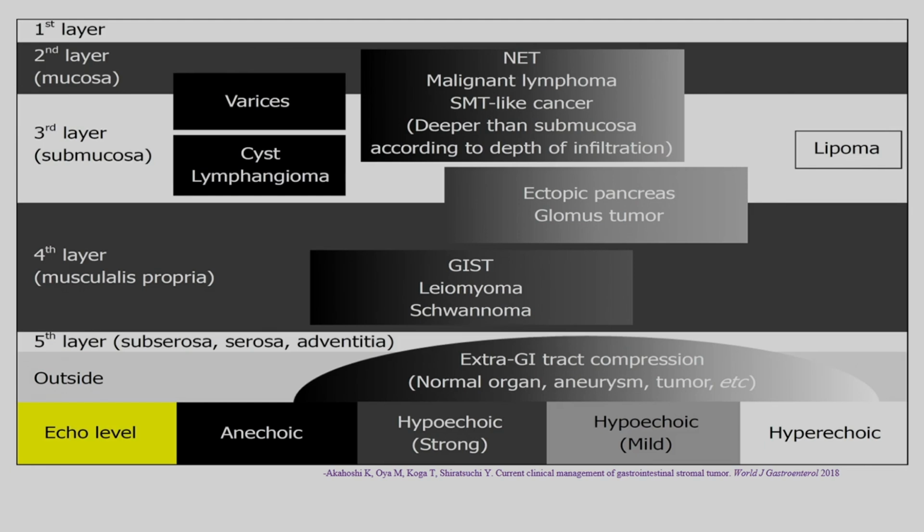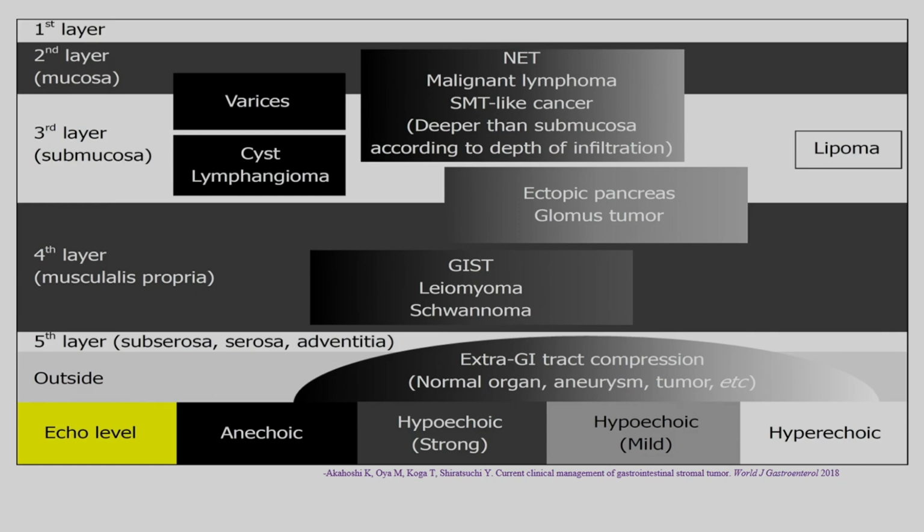Now we come to hypoechoic, which forms the majority of the bulk of these tumors. If it's arising from the mucosa or submucosa, it is either NET or malignant lymphoma. Ectopic pancreas is either in the submucosa or a part of muscularis propria. And the bulk of lesions which are arising from the fourth layer, as we traditionally call it, are GIST, leiomyomas, schwannomas.